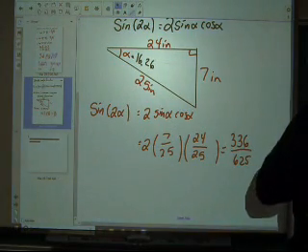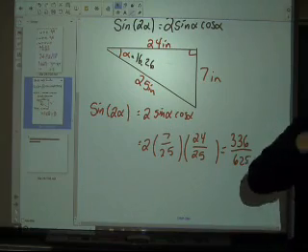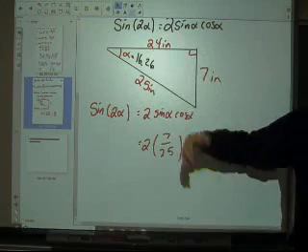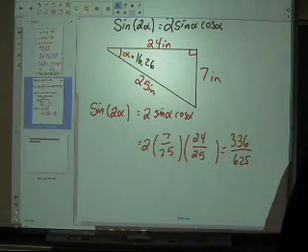Wait, how did we find that 16.26 again? We did the arc cosine of 24 over 25, which is going to give me the angle answer. All right. Any other questions about that?